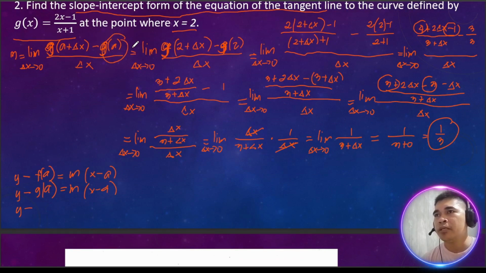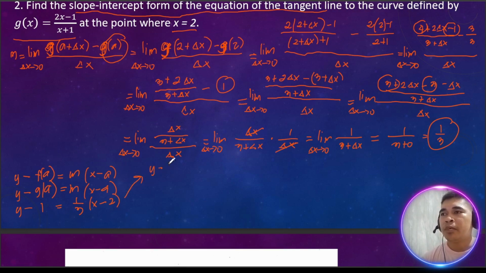Here, this is our g of a, which is, what's the answer here? That is 1. Equals, what is our m? 1 over 3 times x. And what is our a? That is 2. Continuing, y minus 1 equals x minus 2 over 3. Cross multiply, so we have 3y minus 3 equals x minus 2. So we got 3y equals x minus 2 plus 3. We have 3y equals x plus 1.